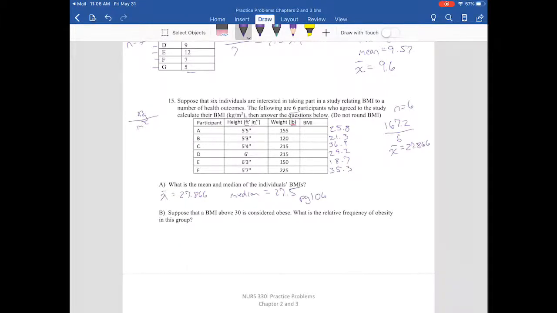So suppose a BMI of 30 is considered obese. What is the relative frequency of obese in this group? So we're looking at how many values are above 30, and there's 2 values above 30 out of 6. So we're going to reduce that down to 1/3, or we can say that's 0.333, repeating of course, or 33.33, repeating of course, percent, and there's your relative frequency.